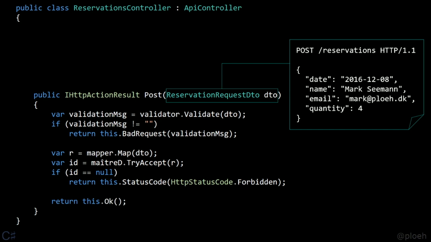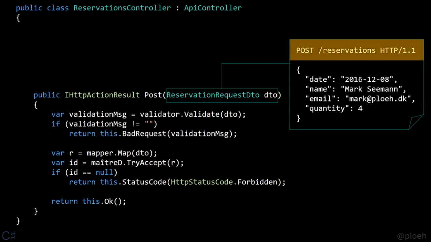So what we have here is 3 dependencies. We have a validator, we have a mapper, and we have a maitre d'. So now we're wondering, where do these 3 dependencies come from? Can we make the post method take those 3 dependencies as arguments? And unfortunately, it turns out not to be possible because the post method is being called by convention by our web framework.